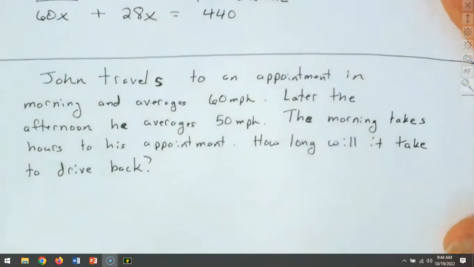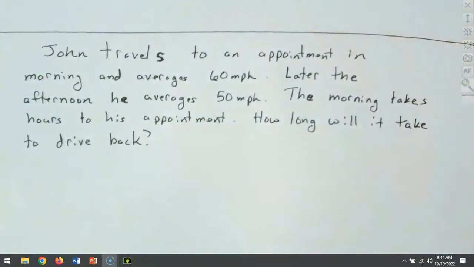Okay, so this one's going to be kind of similar to the others. Now, I said I wanted to pick one that's equals, and I couldn't find one in the textbook. I know there's some in here, but I'm just going to make up this one. So this one's going to be equals because he's going to an appointment in the morning, and he's going to average 60 miles an hour. Later in the afternoon, he averages 50 miles an hour when he comes back. So there's traffic, so it slows him down.